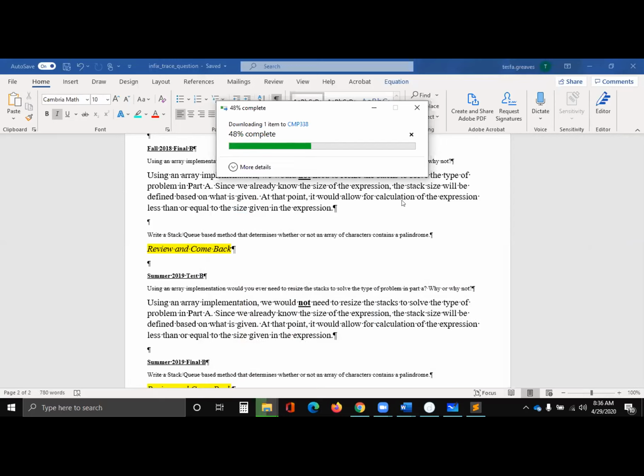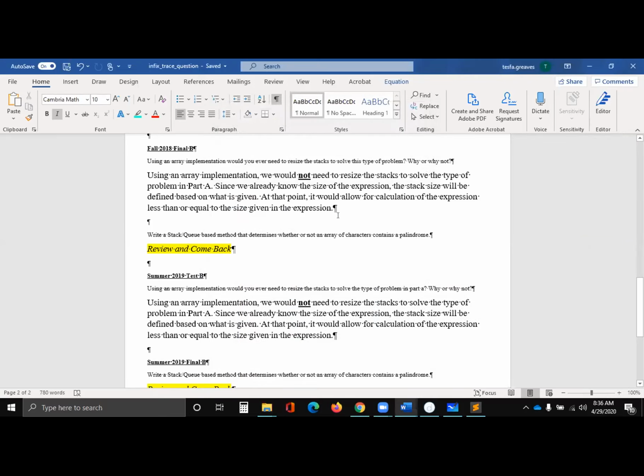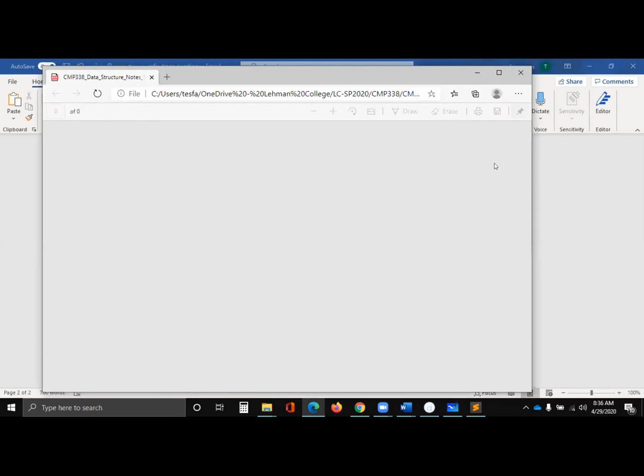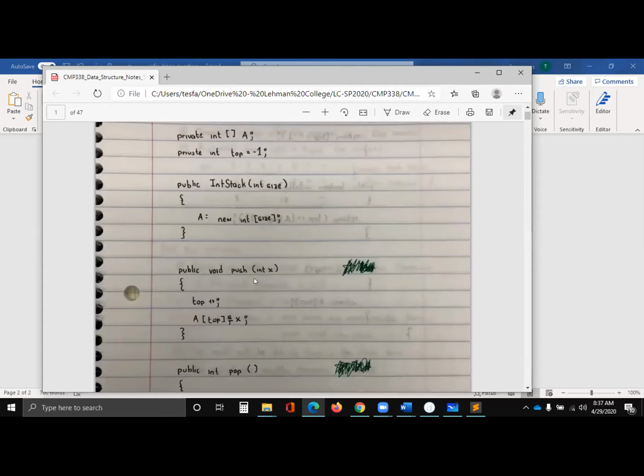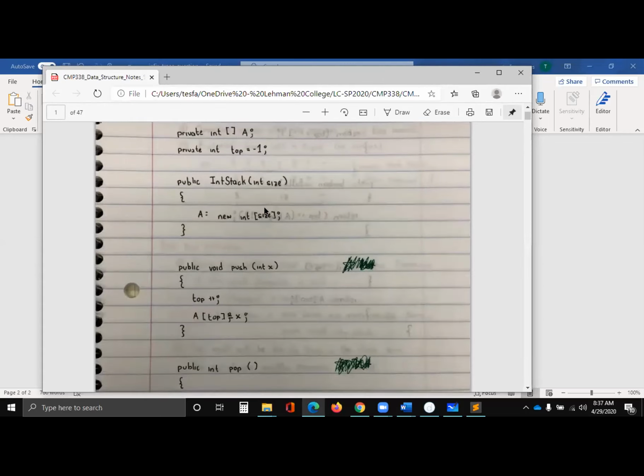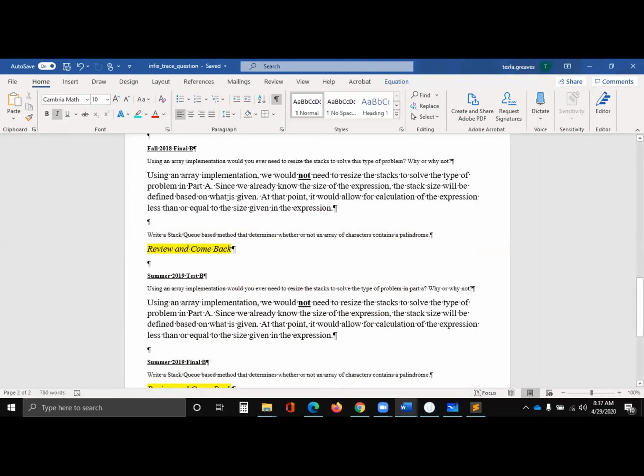But what I was trying to say is that since we know the given size is 19, all we have to do is indicate that in the ADT. So we're given an ADT, and right here where it says private int, and then we have a size and then A, we could actually put the size inside of here where it says public Stack(int size). We could indicate the size once we have the ADT implemented. So it would allow for calculations of the expression less than or equal to the size given of the expression.